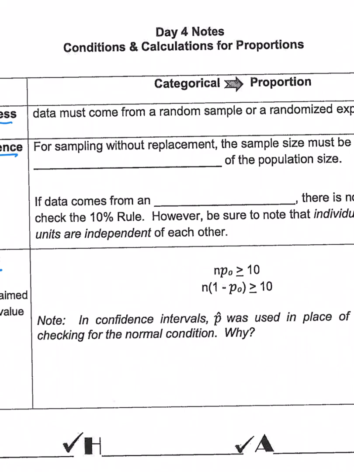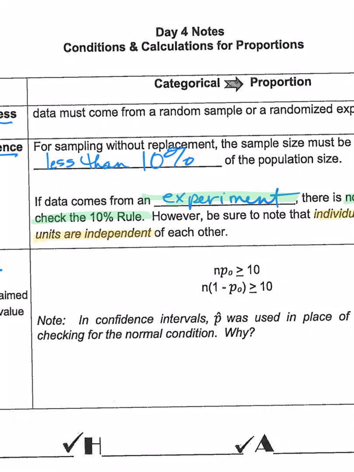Okay, so for independence, if we're sampling without replacement, the sample must be less than 10% of the population, or if the data comes from an experiment. Guys, we keep writing this, and people still end up missing it on tests and on the AP test. What does it say? If the data comes from an experiment, do we need to do the 10% rule? No. No need for the 10% rule. What do we have to figure out, though?